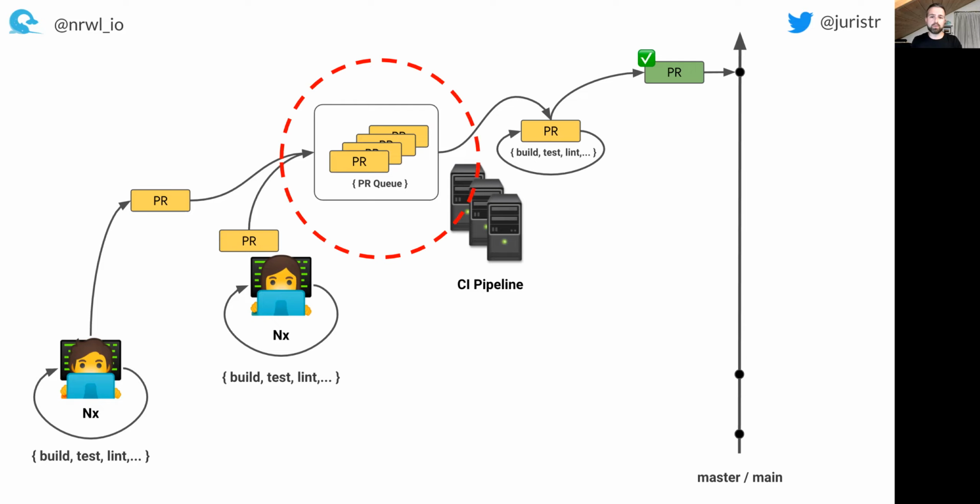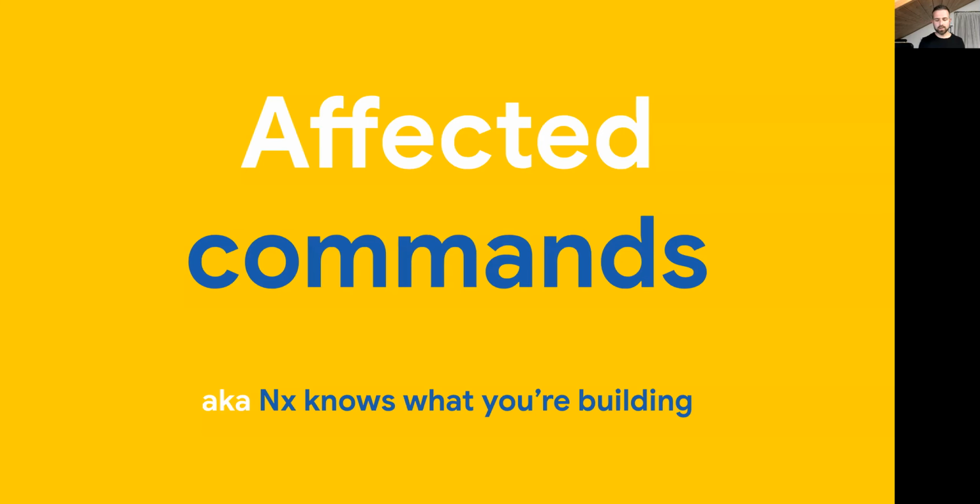And so this is clearly the potential bottleneck as we continue, because if a single PR can only be processed in an hour or even more by your CI server, then obviously you can only get that much into your master branch in a given day. And so NX helps there with the so-called affected commands. I also often call them "NX knows what you're actually building."